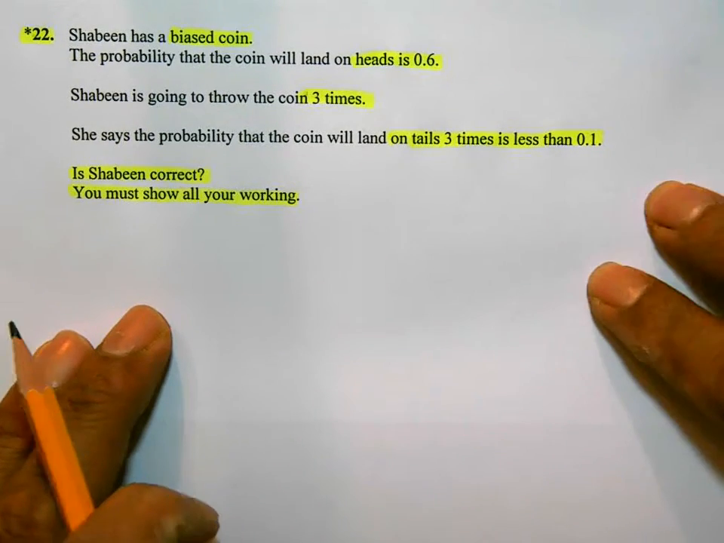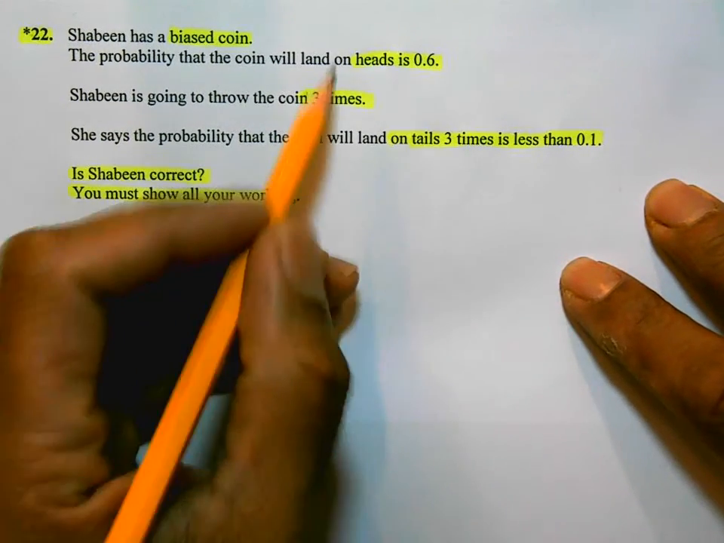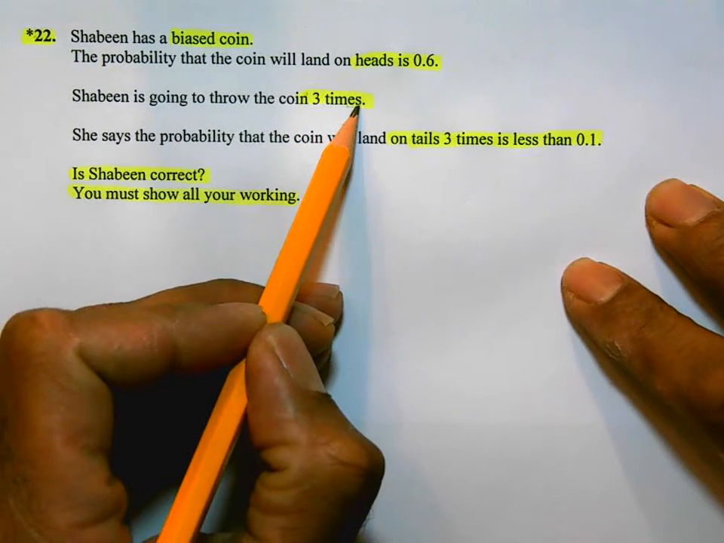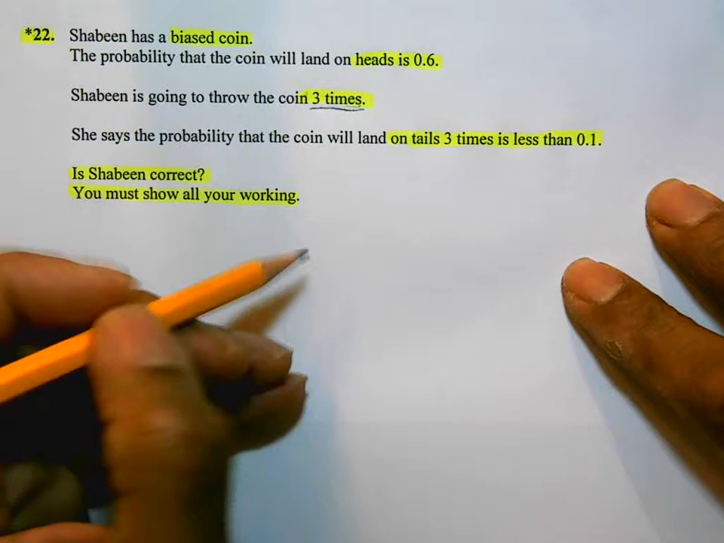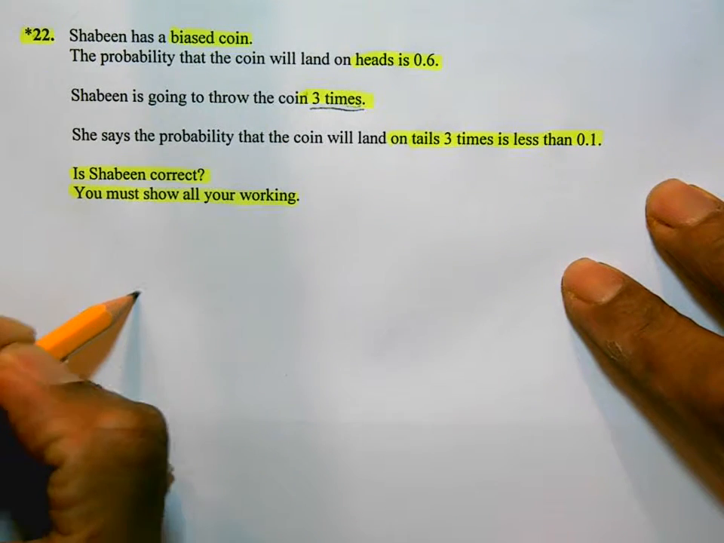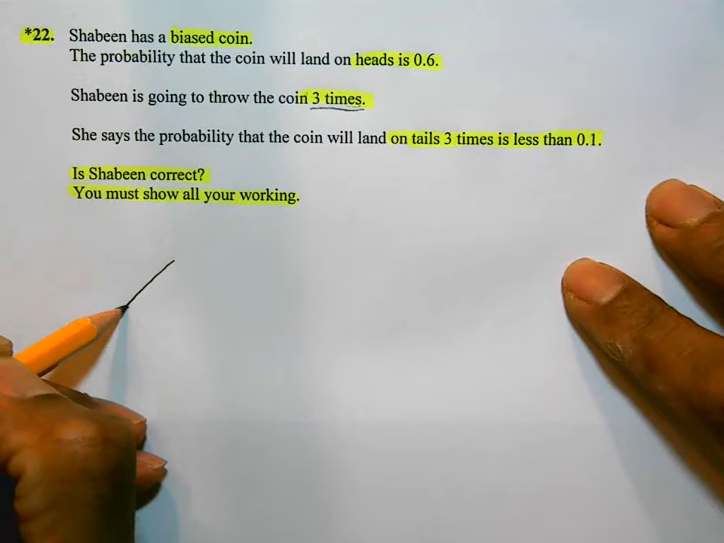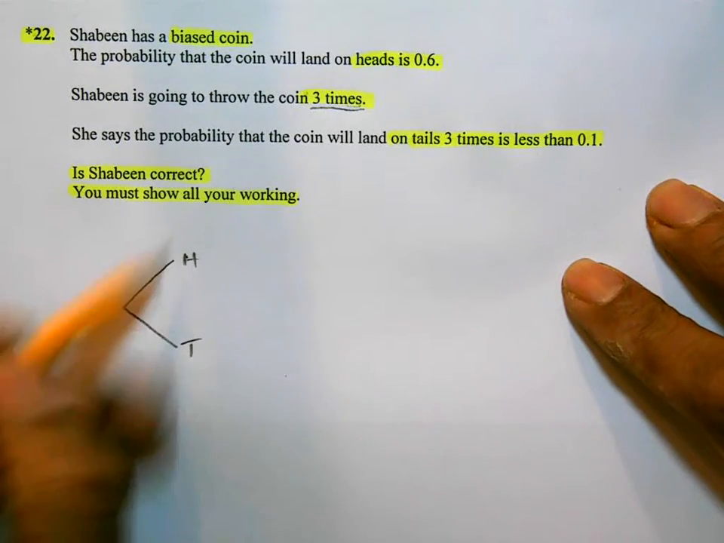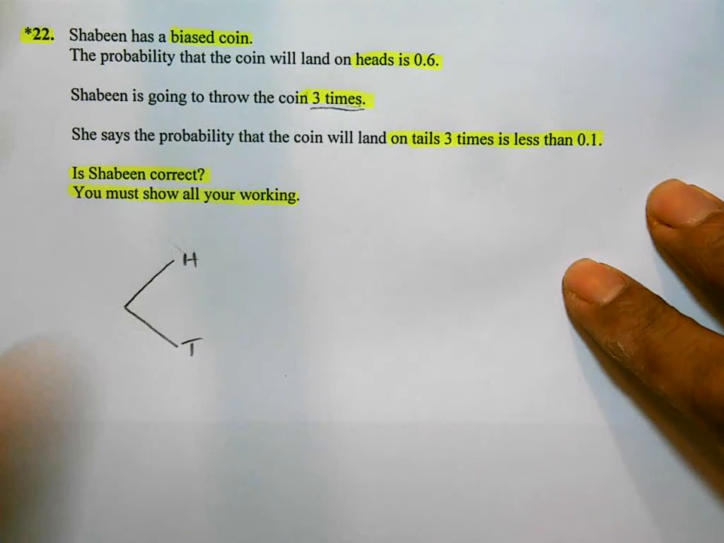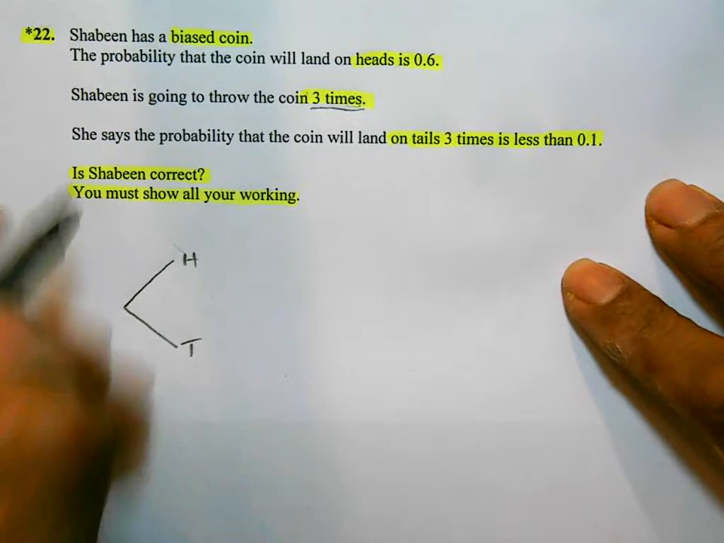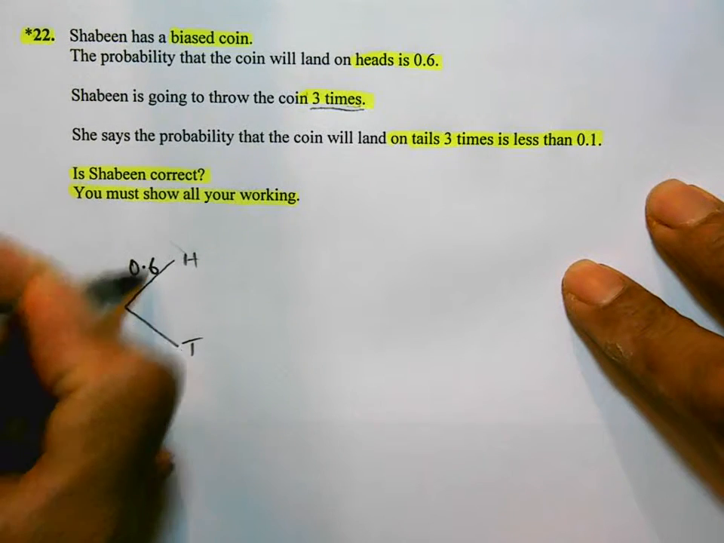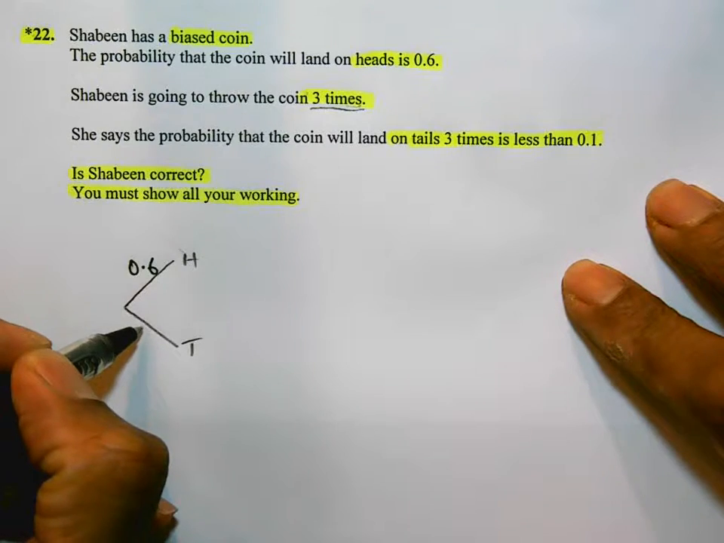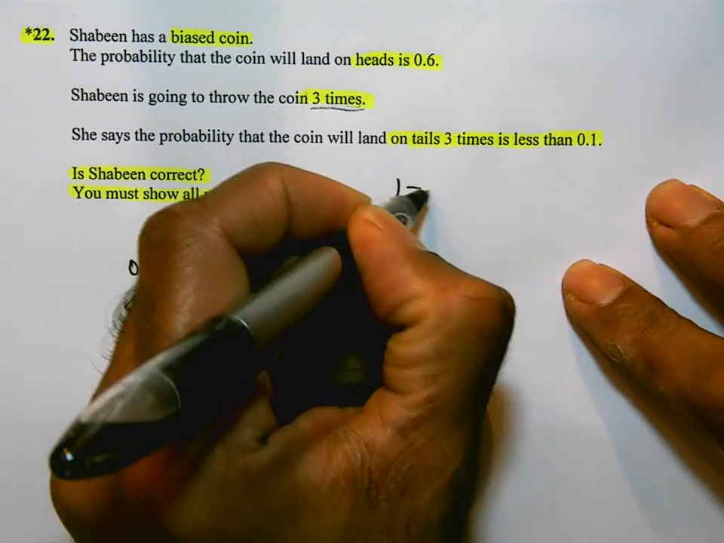So this is very familiar to a typical tree diagram question. However, this time she's going to throw the coin 3 times. So let's just set up what this would look like. In a tree diagram, I'll have heads or tails as the possible outcomes when she throws the coin, and the probability of her getting a heads is 0.6 because it's an unfair coin, it's a biased coin. That means the probability of getting a tails is going to be 1 take away 0.6, which is 0.4. I'm going to put that there.